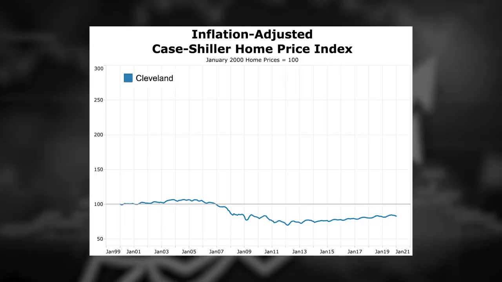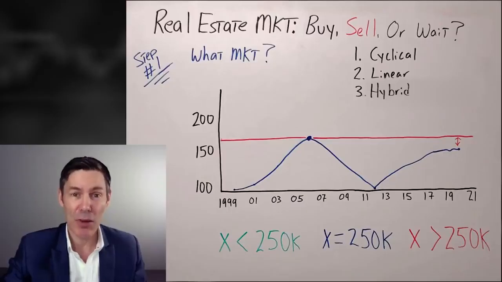And Cleveland, a linear market for sure, went down and it's pretty much stayed flat. It's on a slight upward trend, so it'll probably get back to its historic norm in maybe 5 or 10 years, but not a lot of price movements here. You're definitely not going to see huge appreciation in a market like Cleveland.